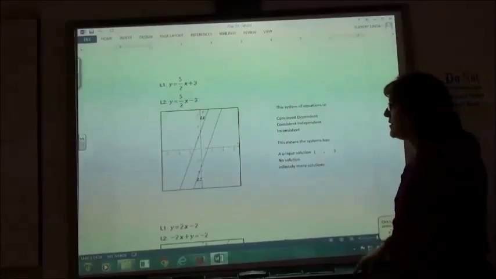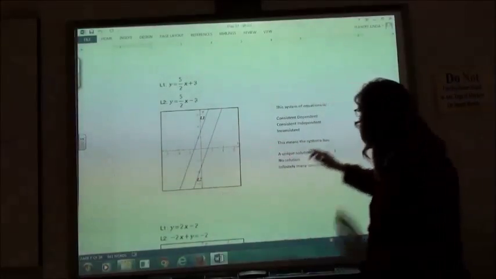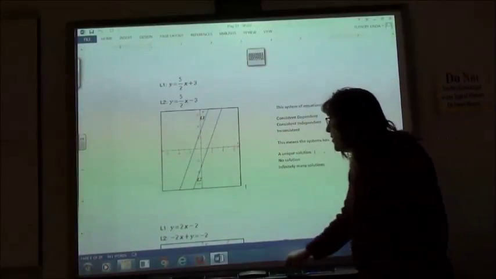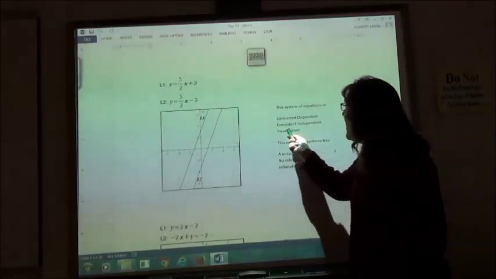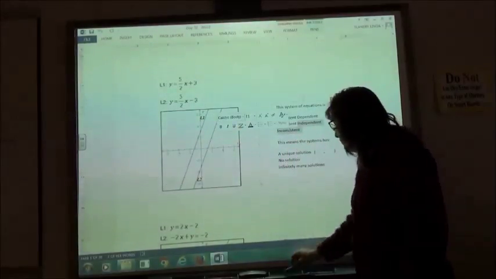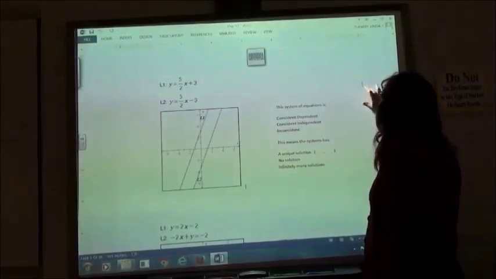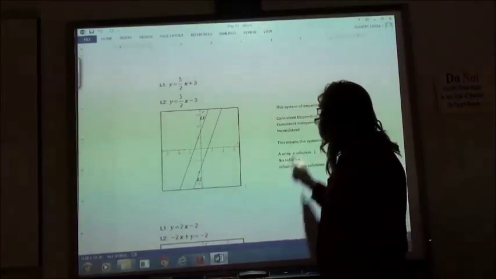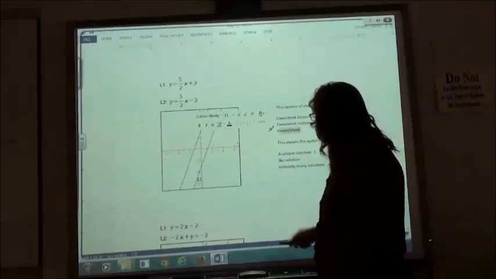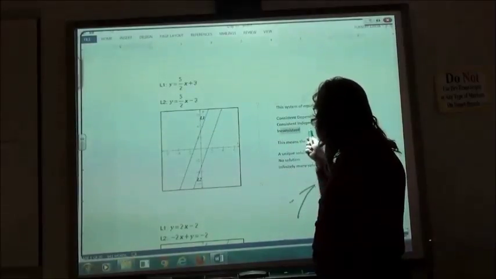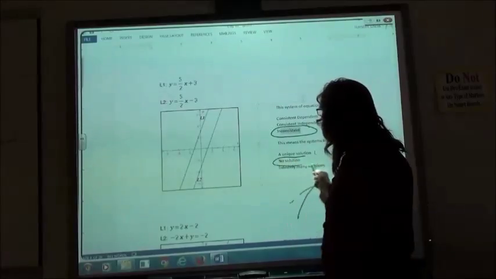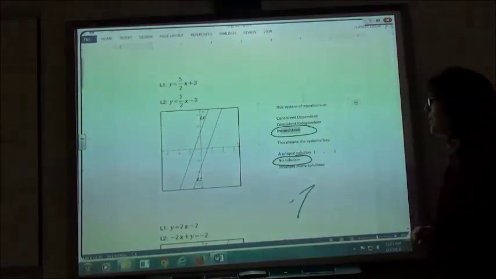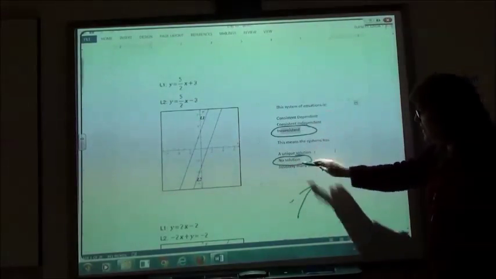The next ones, we have 2 lines that are parallel. If we have 2 lines that are parallel, those are the ones that are inconsistent. Inconsistent, and will have no solution. So if my lines are parallel, inconsistent, no solution.